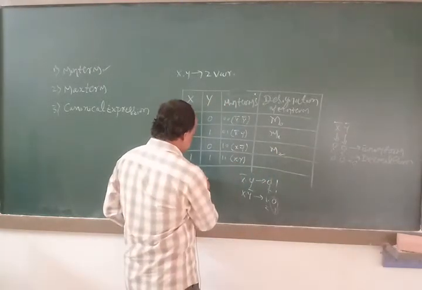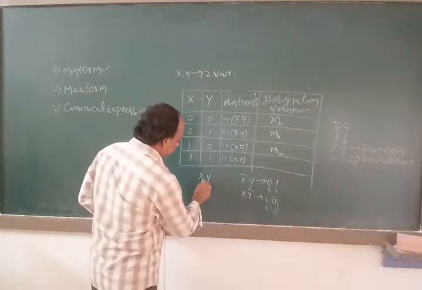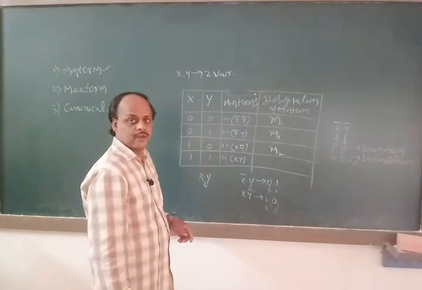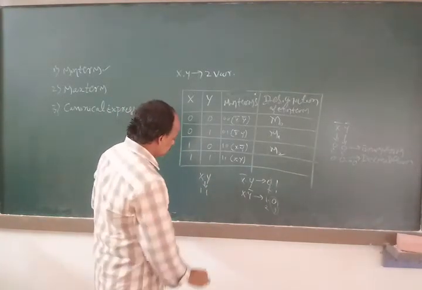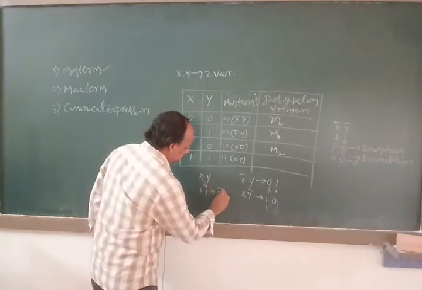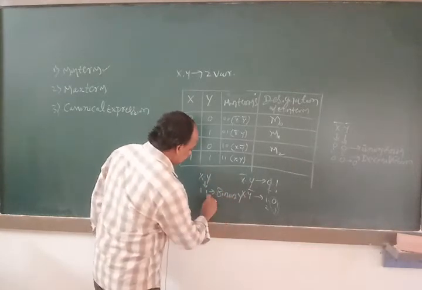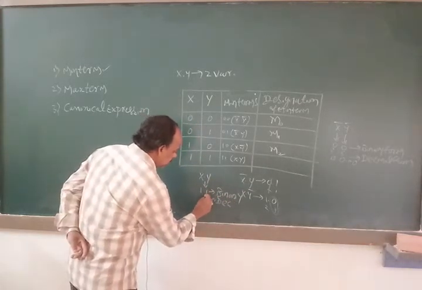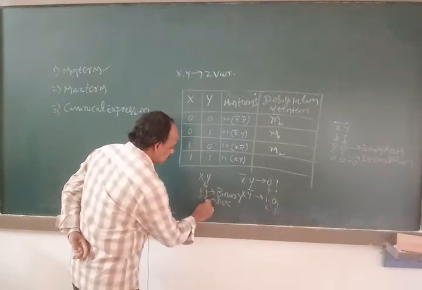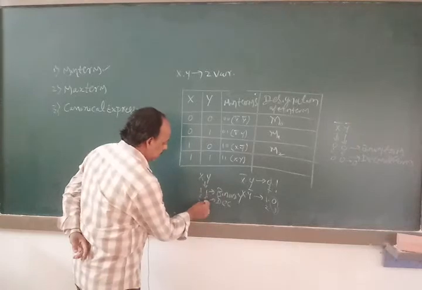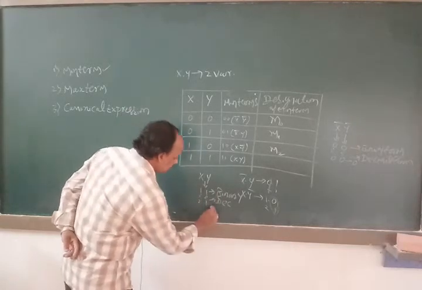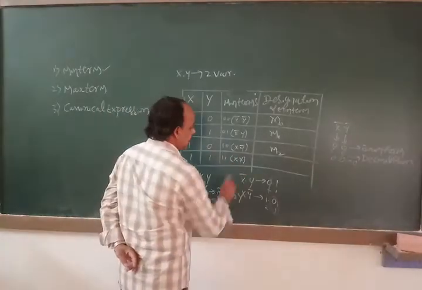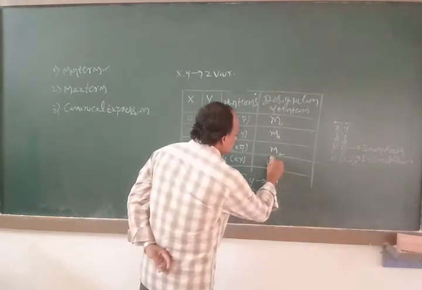Like that, x into y: both are variables. Variable means 1, 1. Complement is there means we have to take 0. So 1, 1 is the binary form. Its decimal equivalent is 2 power 0, 2 power 1. 2 power 0 means 1, 2 power 1 means 2. 1 into 1 plus 2 into 1 becomes 3. So that's why x into y has min term designation m3.